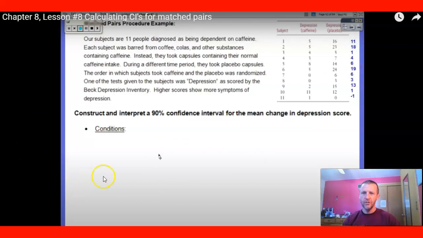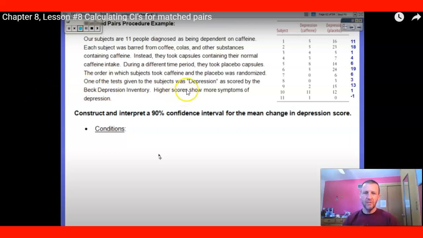So here's the story in this one. We've got 11 people who are dependent on caffeine. I don't know what that means exactly. Each subject was barred from coffee, colas, or other substances containing caffeine. Instead, they get capsules containing their normal caffeine intake. During a different time period, they took the same looking capsules except they didn't have caffeine in them. Now, they don't know which one they're taking. They just say, here, take your pill. The order was randomized. In other words, some people got the caffeine pill for the first several weeks, and then the placebo for the second several weeks, and some people had it the other way around.